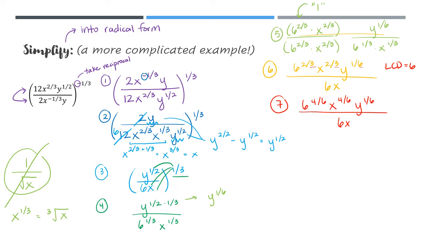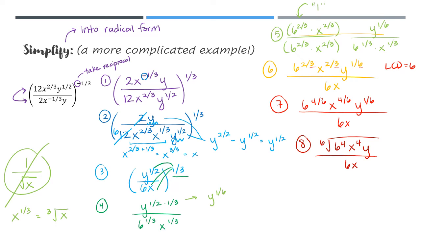Okay, so let's finally turn this into radical form. Let's see. We're going to have the 6th root of 6 to the 4th times x to the 4th times just plain old y. We could write y to the 1st, but really that's extraneous. And our denominator is still just 6x.